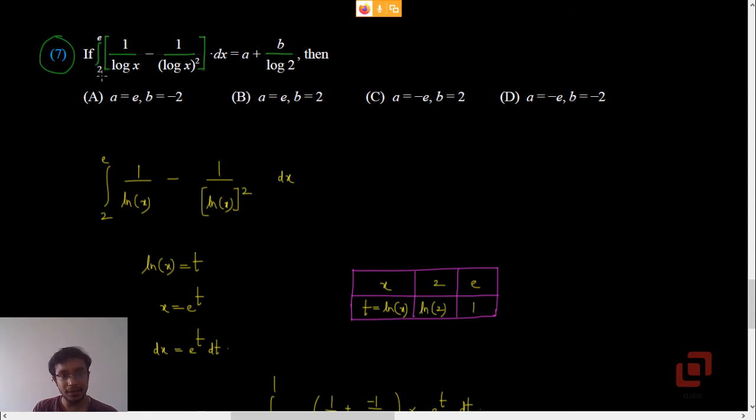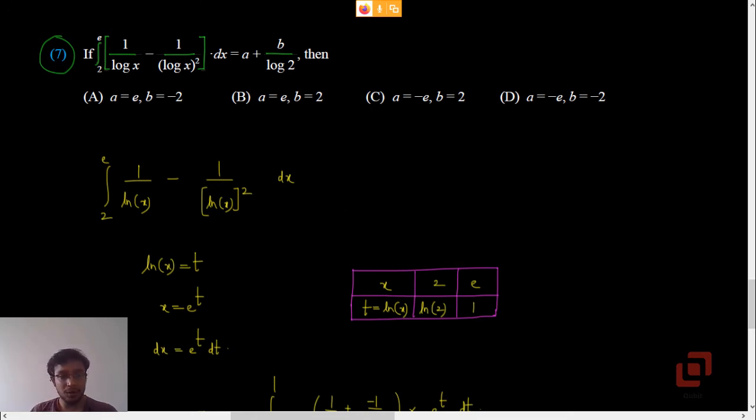If the integral from 2 to e of 1 upon log x minus 1 upon square of log x with respect to x is equal to a plus b upon log of 2, then option A: a is e, b is minus 2; B: a is e, b is plus 2; C: a is minus e, b is 2; D: a is minus e, b is minus 2.